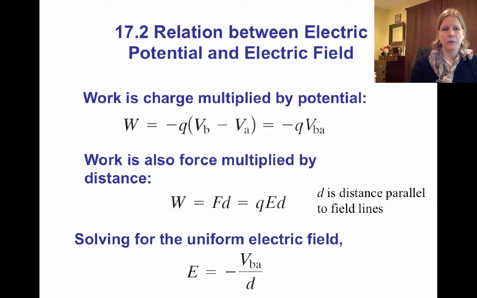All right, so let's look at a few ideas here. Work is charge multiplied by potential. So we already knew that potential was work per charge, so we can rearrange that and solve for work. So work is equal to the negative of the charge times the difference in potential from A to B. Work is also, from chapter 6, force times displacement, and the force on a charge in an electric field is equal to the amount of charge times the electric field. That's F equals QE. If we combine these equations together, we can solve for the uniform electric field E, and we get that it is equal to the negative of the change in potential between A and B divided by the distance D, where distance D is measured parallel to the field line.